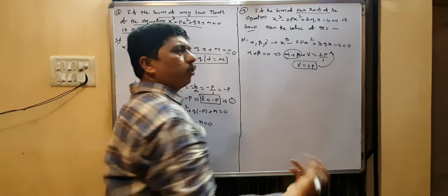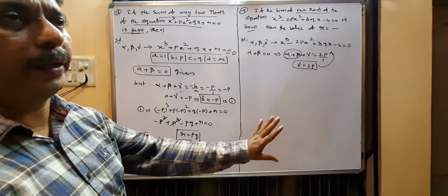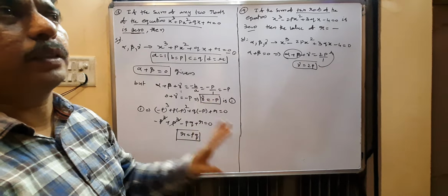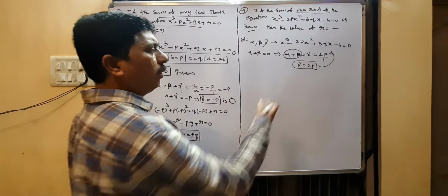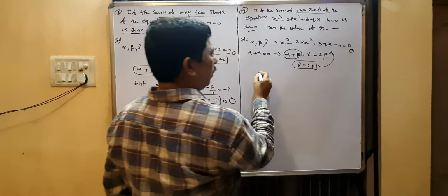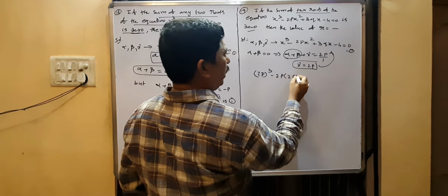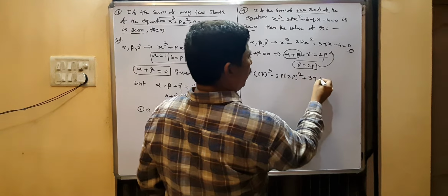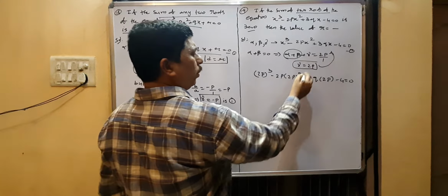Directly you have to write the third root gamma is minus b by a. Whenever in a cubic equation the sum of two roots is 0, the third root is minus b by a. So 2p is a root of equation 1. Substitute in equation 1: 2p whole cube minus 2p into 2p whole square plus 3q into 2p minus 4r equal to 0. 2p whole cube cancels.